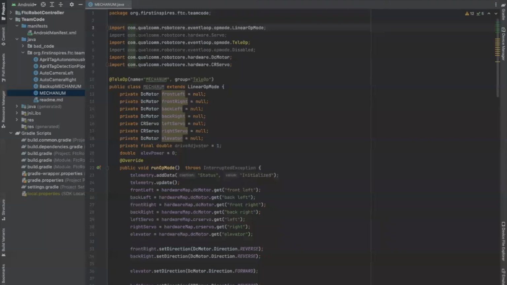Hey everyone, today we're going to be talking about Mecanum Drive, what it is, how to code it, and how to build a robot that uses Mecanum Drive, specifically for FTC teams. So Mecanum Drive, to be honest, is pretty overhyped in terms of how complex it is. It's actually very simple, and it's really useful as well.